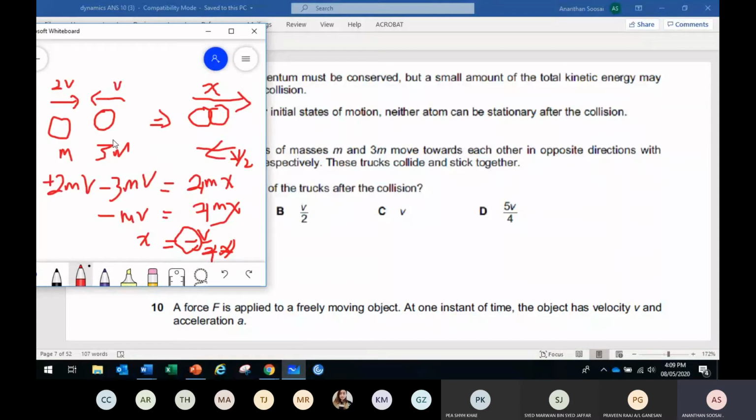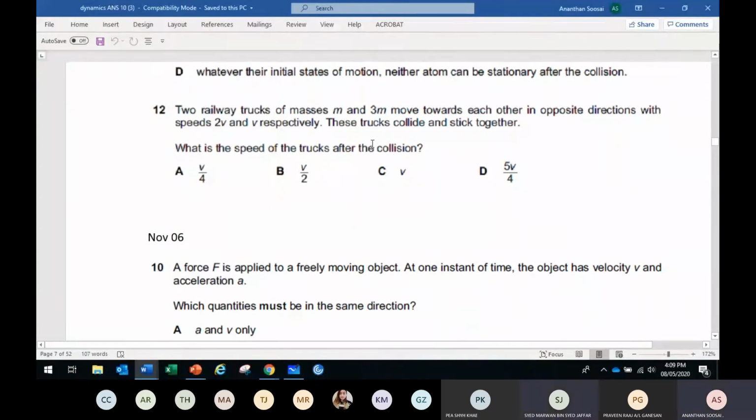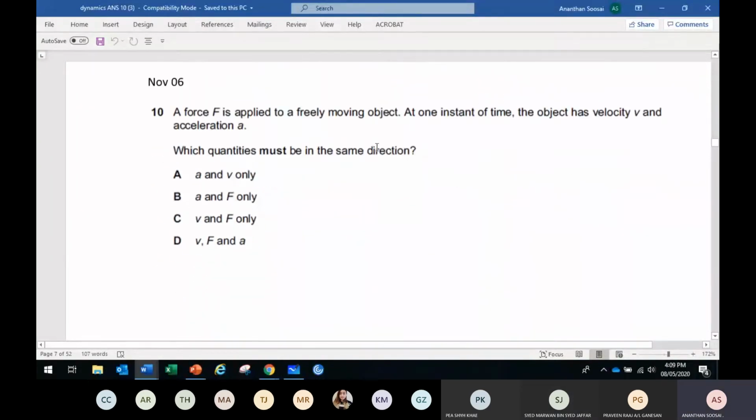So my advice, please draw the diagram and then check whatever direction you stated. If the direction of final movement is never mentioned, you just give the benefit of the doubt and put it to the right first. If it's moving to the left in reality, then your answer is going to be negative. Okay, so A, v over 4. Okay, next.